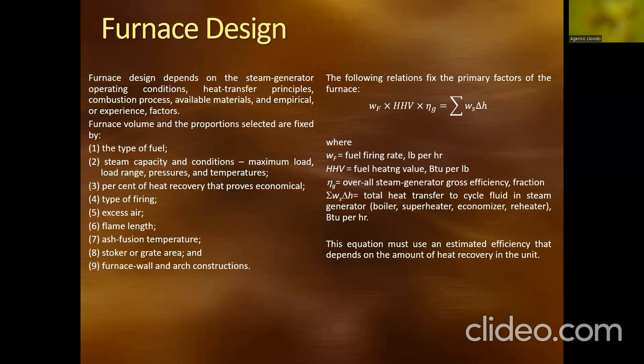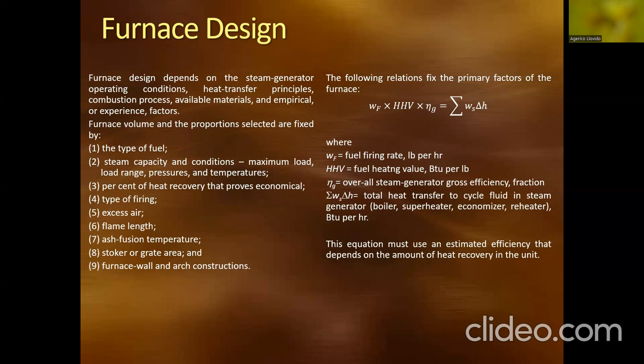Furnace design depends on the steam generator operating condition, heat transfer principle, combustion process, available materials, and empirical or experience factor. You know, experience factor. You need to have a basis.